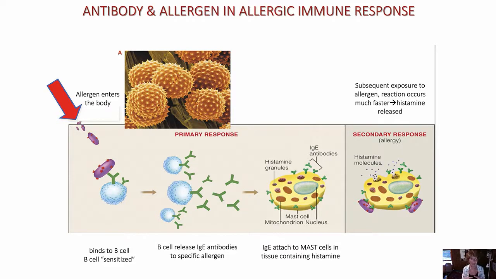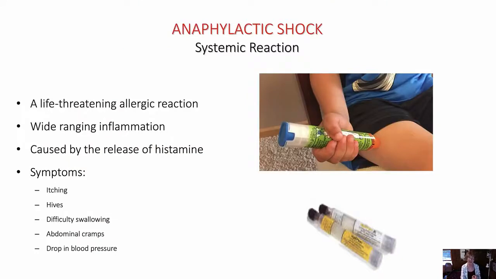Those are localized reactions. A systemic reaction, however, is a life-threatening allergic reaction that causes system-wide inflammation by a massive release of histamine that occurs throughout the body. These symptoms include localized symptoms that you have felt, itching, hives, but then they also include difficulty swallowing, abdominal cramps, a drop in blood pressure, and if you don't get an EpiPen, a dose of epinephrine to counteract that histamine, the anaphylactic shock may be fatal.